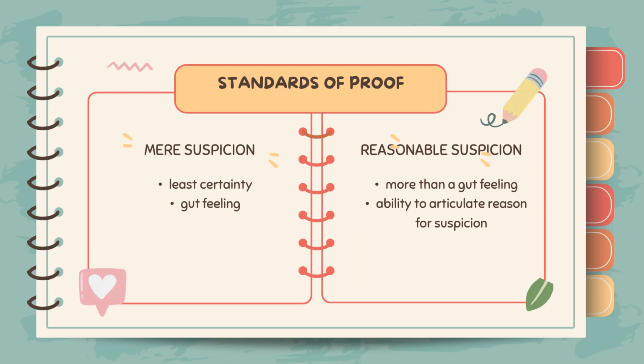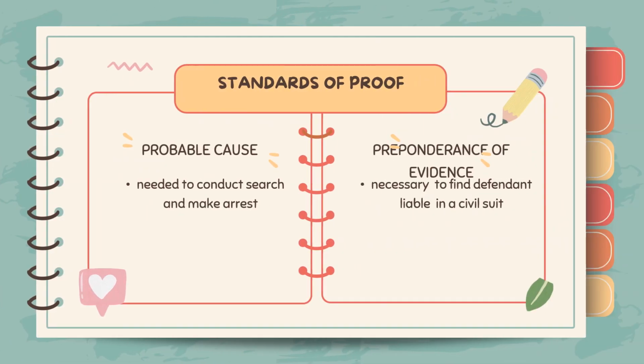For reasonable suspicion, on the other hand, the law enforcement officer is legally permitted to stop and frisk a suspect as long as the police is able to articulate reasons for the suspicion. It's more than a gut feeling. We have probable cause, of course. This is what is needed to conduct a search and make an arrest.